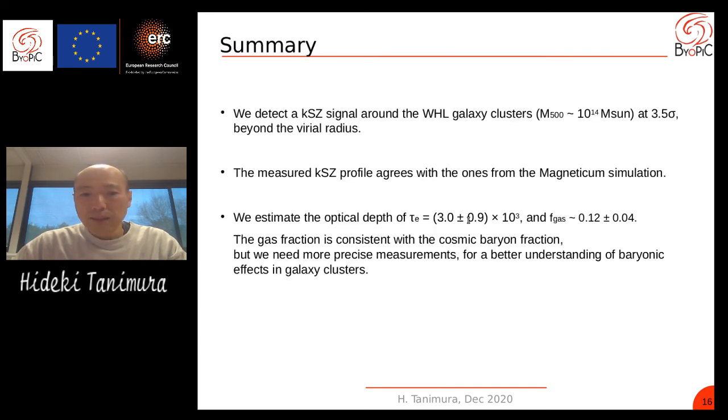In summary, we detect the KSZ signal around the galaxy clusters at 3.5 sigma. The signal extends beyond the virial radius. The measured KSZ profile agrees with the ones from the Magneticum simulations, and the gas mass fraction is consistent with the cosmic baryon fraction, but we need a more precise measurement for a better understanding of baryonic effects in galaxy clusters.